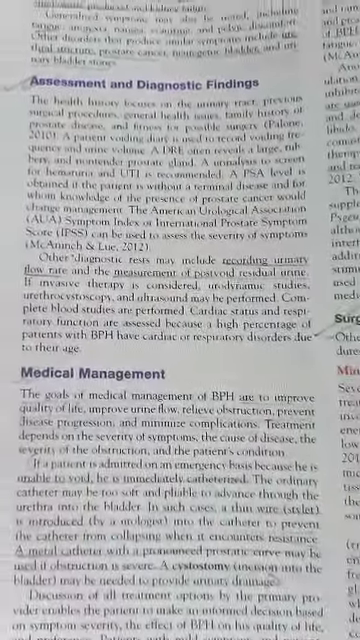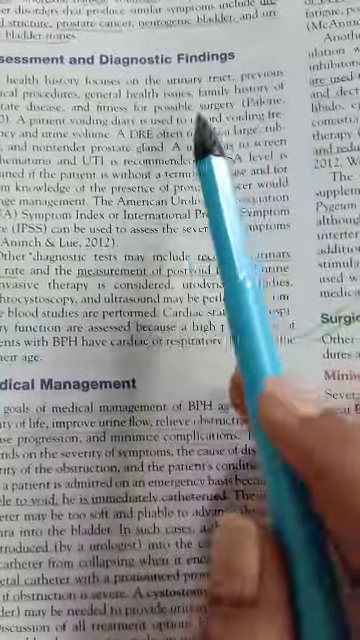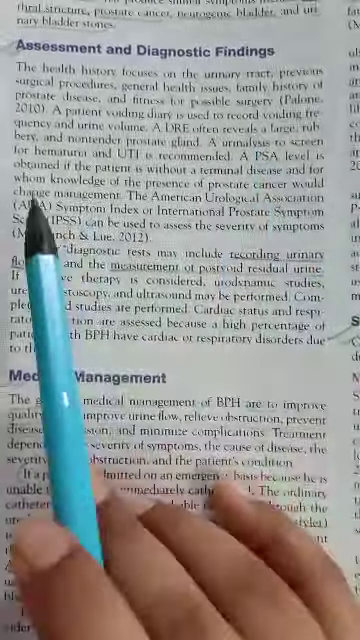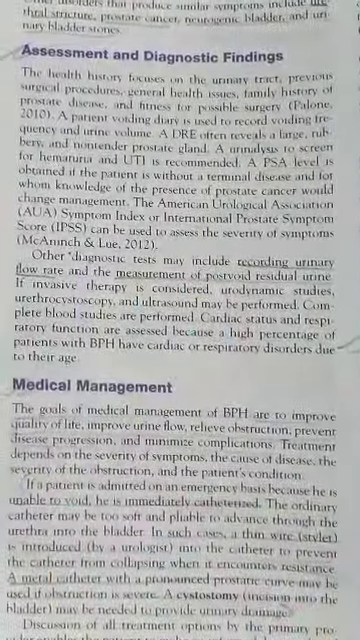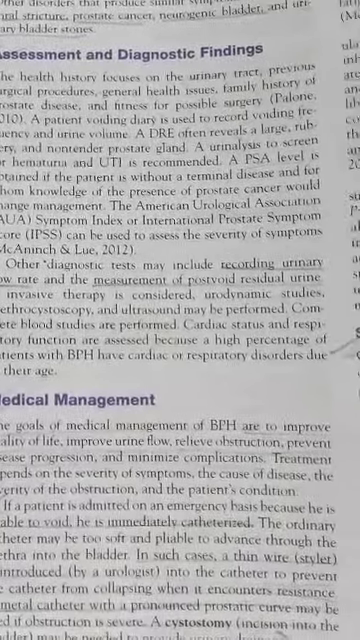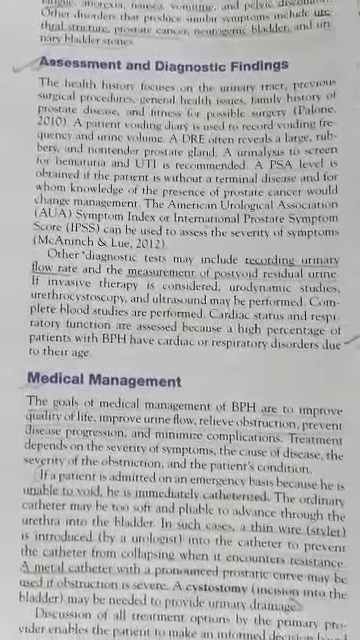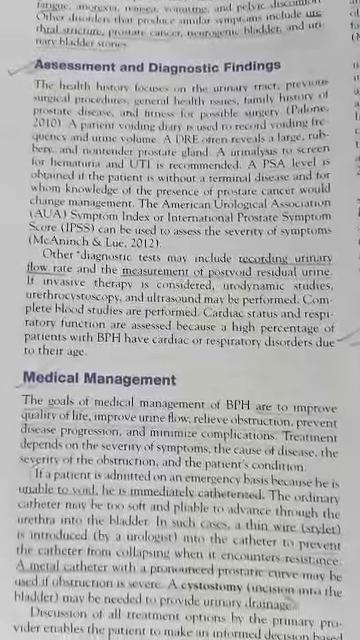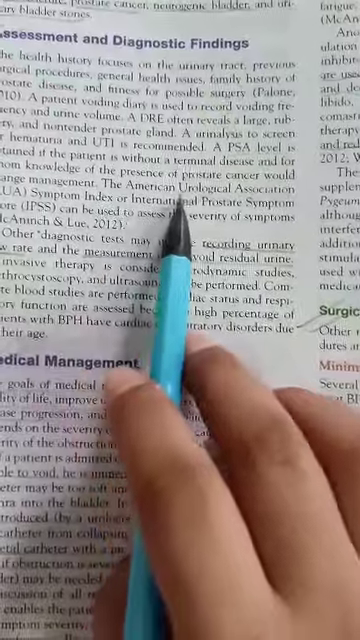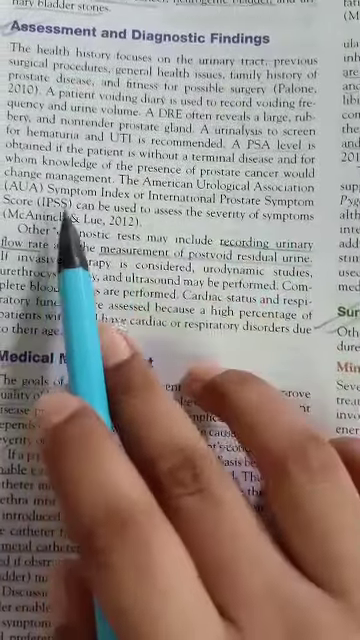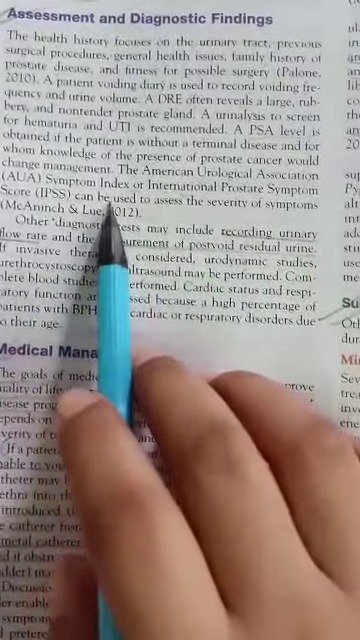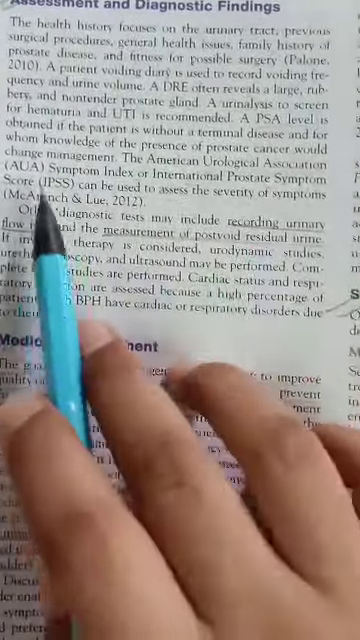So we have to do a DRE, we have to do urine analysis, and a PSA level is done if the patient is without terminal disease and for whom knowledge of the presence of prostate cancer would change management. So if there is any prostate cancer, then we have to change the management. Okay, so next is the American Urological Association AUA symptom index, or International Prostate Symptom Score, IPSS, which can be used to assess the severity of the symptoms.